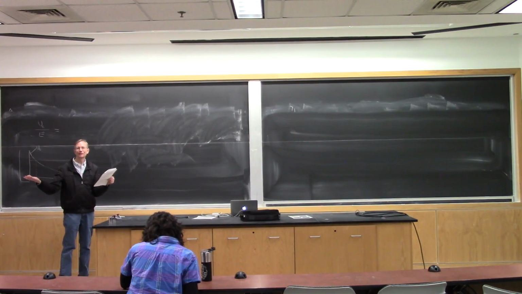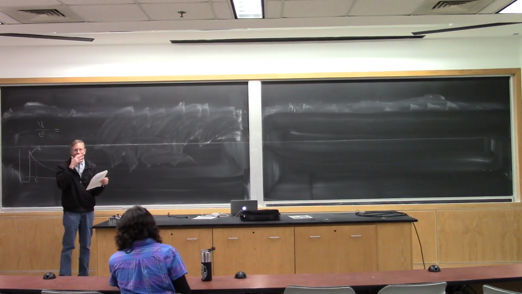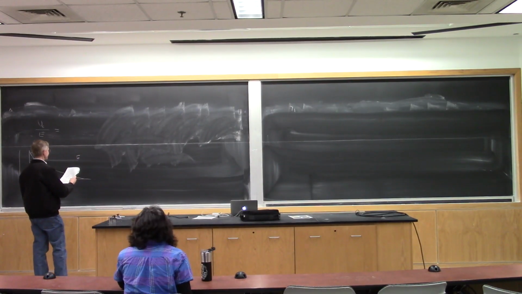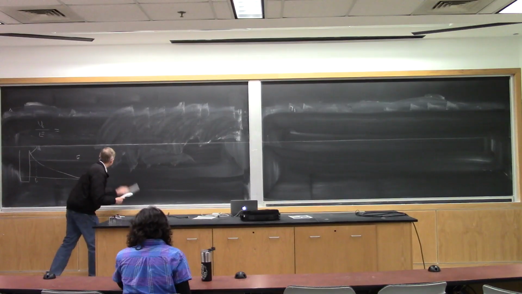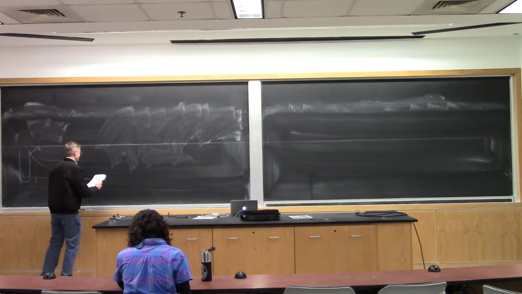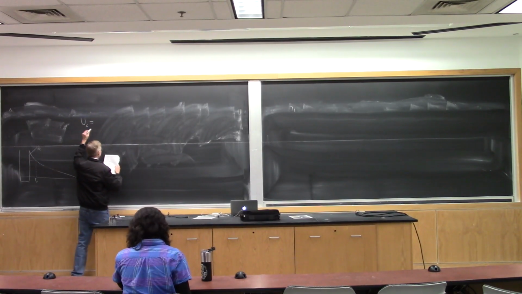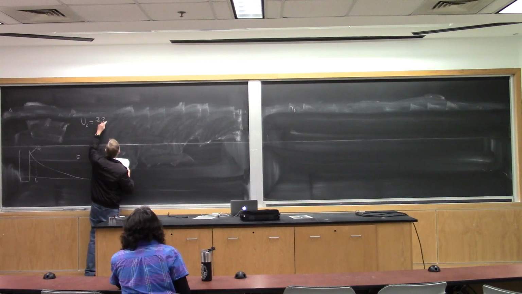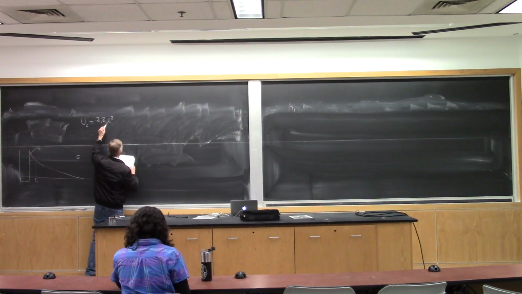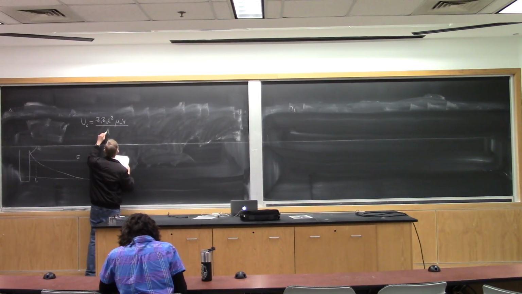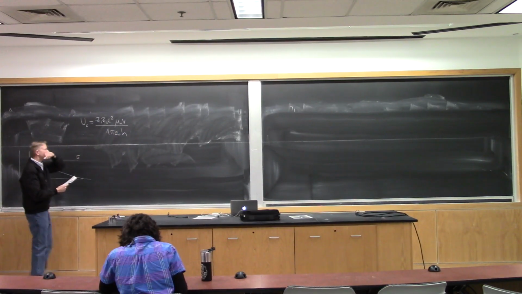You're looking at me like I have no idea. What? Maybe not. Okay, so I think we did say this. So let's do this. UC would be Z1 Z2 e squared times the reduced mass times v over 4 pi epsilon naught h. I think we did say this. Yeah, we did say that.